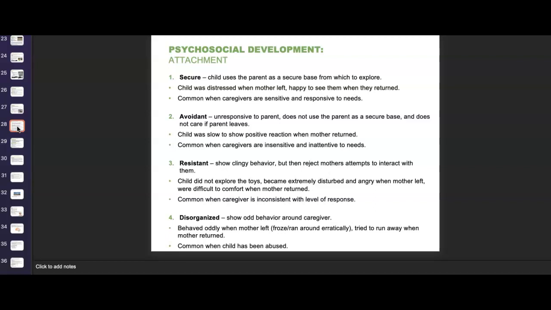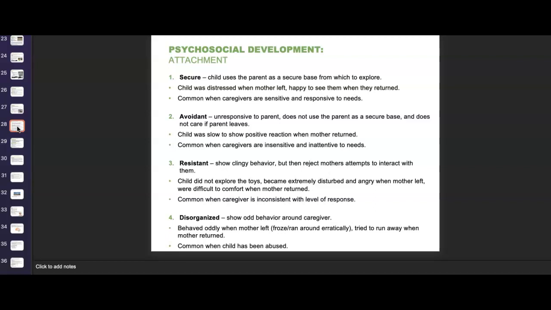The second type was avoidant. They're unresponsive to the parent. They don't use them as a secure base and do not care when they leave. In these cases, the child was slow to show a positive reaction when the mother returned. This is common when caregivers are insensitive and inattentive to their needs.